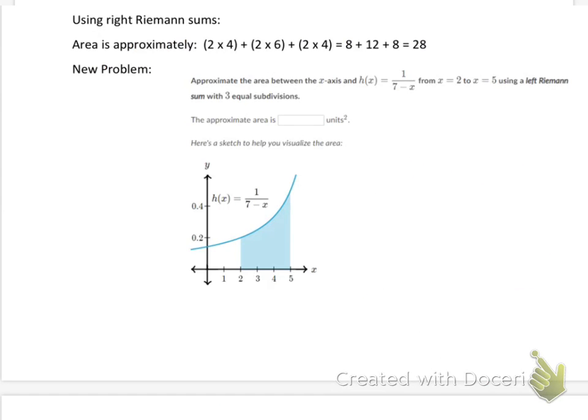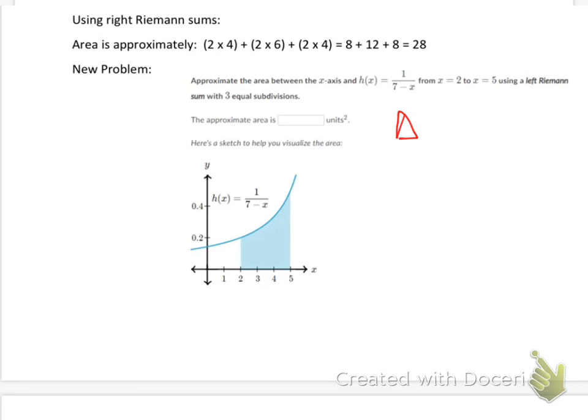Okay, so on this page it says approximate the area between the x-axis and h of x, and this time they gave us a function. So h of x equals 1 over 7 minus x, and they would like us to figure out the area under that curve, between that curve and the x-axis, between the x values of 2 and 5. And they would like us to use a left Riemann sum with 3 equal subdivisions.